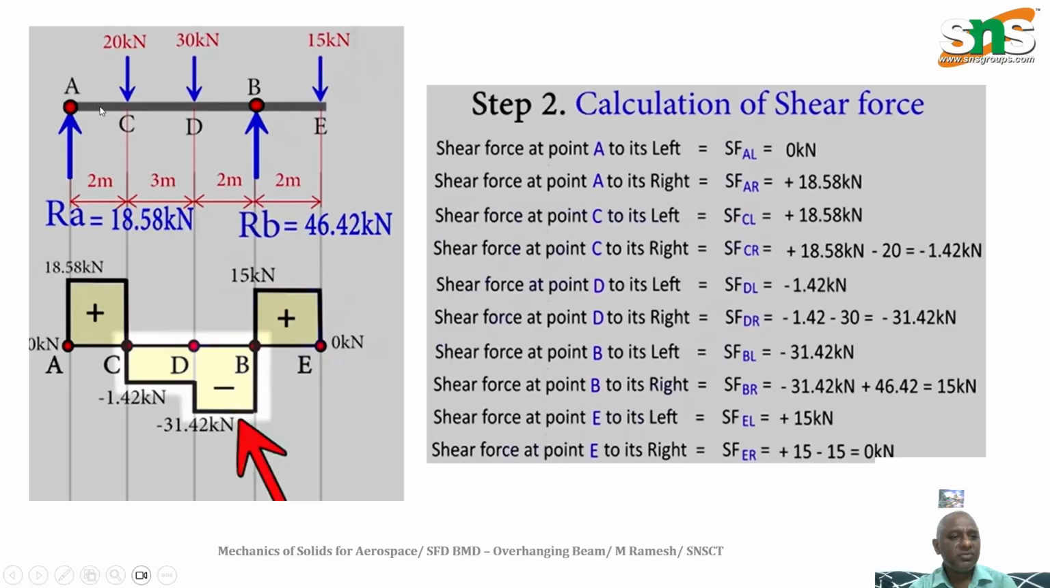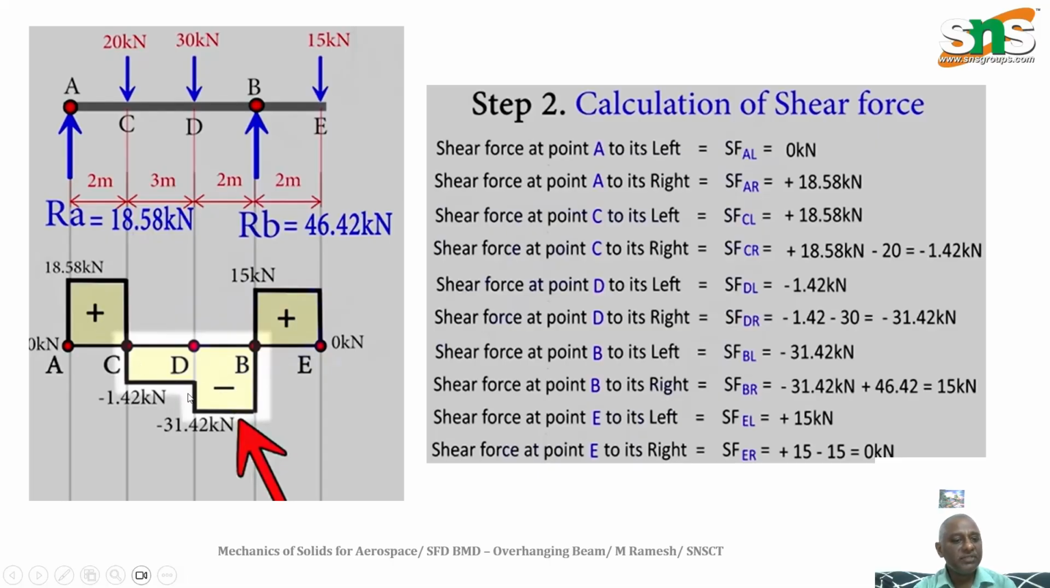Then here no load, so a horizontal line will come. C to D also there is no load, D to B also there is no load, as well as B to E there is no load. Only at the points we are having the loads. At that point we will have a certain increment or decrement. So at point C it will decrease from 18.58 to minus 1.42, a vertical decrement, you just show it here.